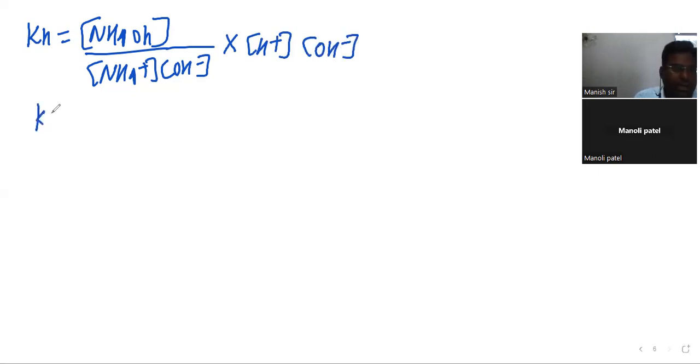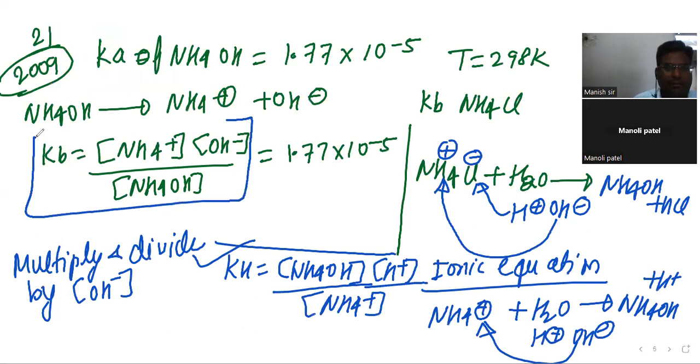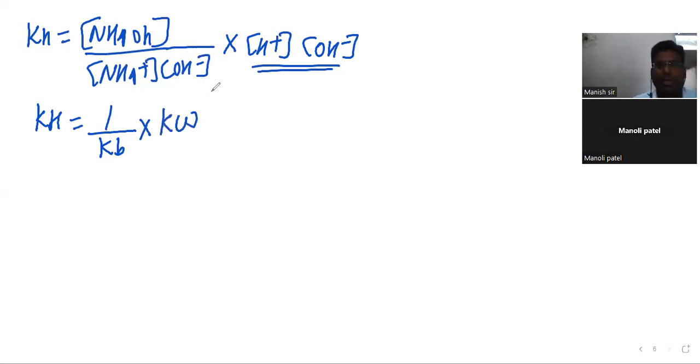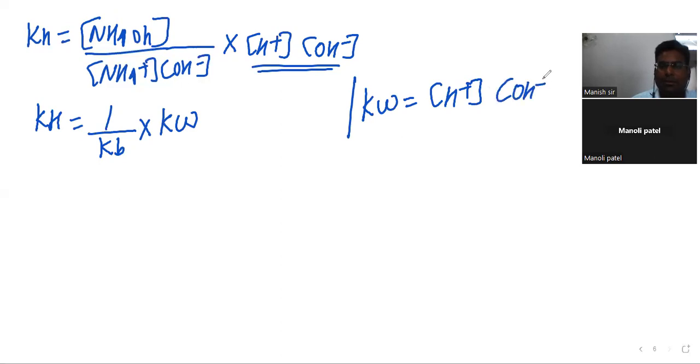So now see, you can see in the previous slide, the Kb value is this one, right? You can see this NH4OH in the denominator part, so you take it to the numerator, then it will be 1 upon Kb, right? And this is the equilibrium constant of water, so it is equal to Kw. Kw is the ionic constant of water, so it is H plus into concentration of OH minus.